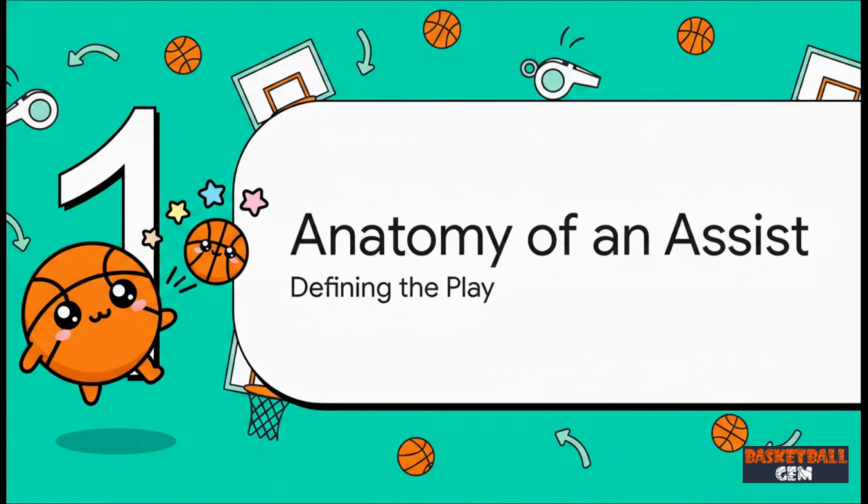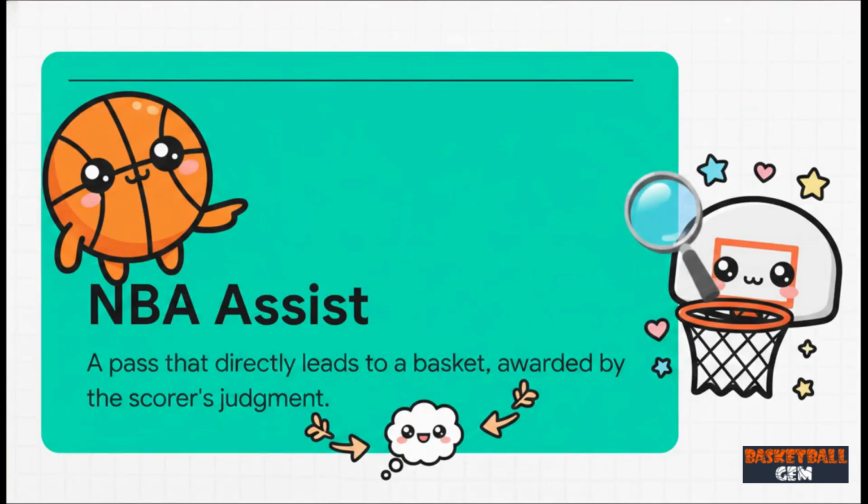Okay, starting with Section 1, Anatomy of an Assist, defining the play. Now, according to the official NBA rulebook, an assist is a pass that directly leads to a basket. Sounds simple, right? But the absolutely crucial word here is judgment. Because unlike a point or a rebound, which are pretty cut and dry, an assist actually requires a human decision. An official scorer sitting right there at the arena has to make a judgment call. Was that pass the primary reason the basket happened?